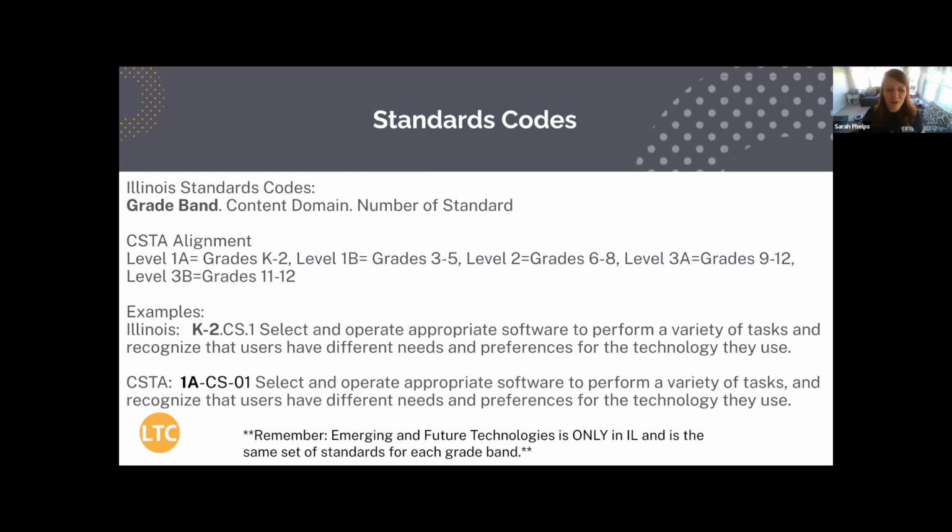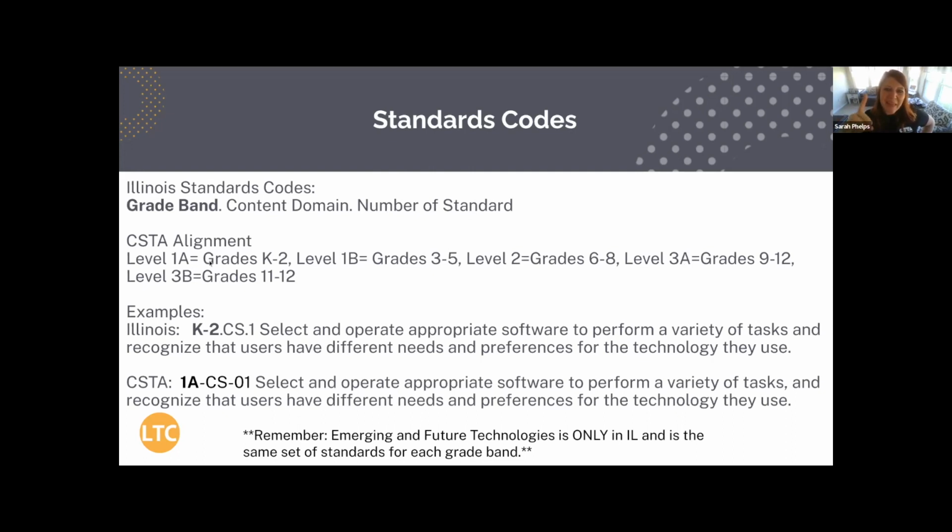You'll even notice when you compare them down here, the words are the same. So the CSTA standards and Illinois standards even use the same vocabulary, same words. The only exception is that future and emerging technologies doesn't exist in the CSTA standards. The only thing that's different as far as the standard codes is that grade band. So if you see a CSTA standard, you're not going to see K2 or 3.5. You're going to see 1A or 1B or 2 or 3A or 3B. And it seems complicated, but it's actually really simple.